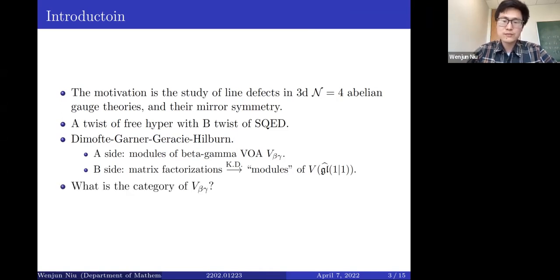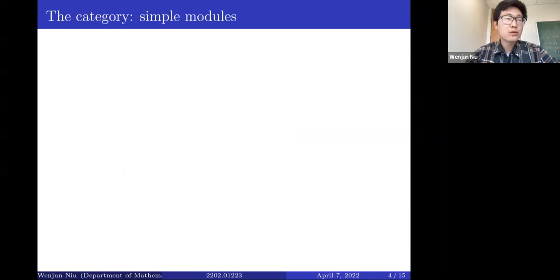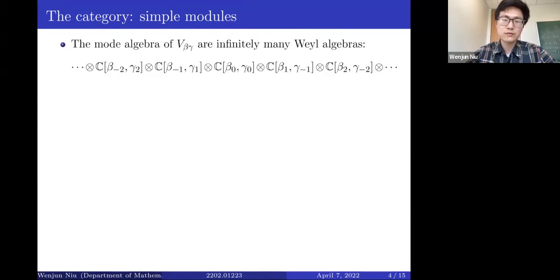Great. So then the question is, what is the category of this beta gamma VOA that should be taken as the category of line operators? Now to introduce this category, we first introduce some objects, some modules of this VOA.